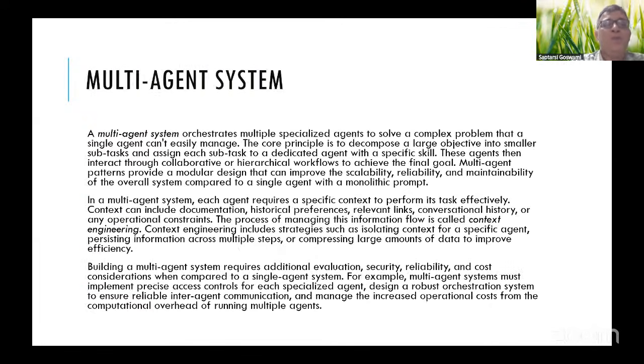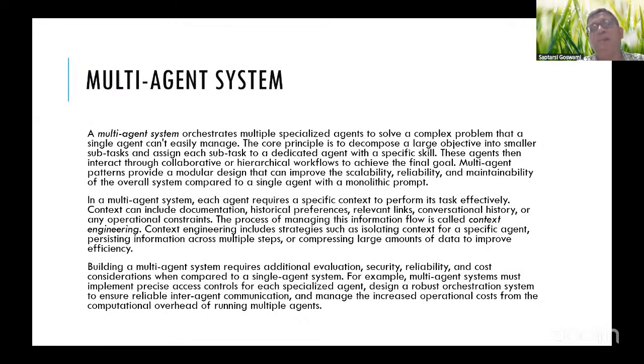Okay, so going to the multi-agent system, again, as I said, I have tried to put as much material as possible, so you can refer to this later. So I'm not going through each one of these. The basic idea is that you want to break things into subtasks. Rather than using a single agent with a monolithic prompt, you can improve on scalability, reliability, and maintainability. So that's the objective.